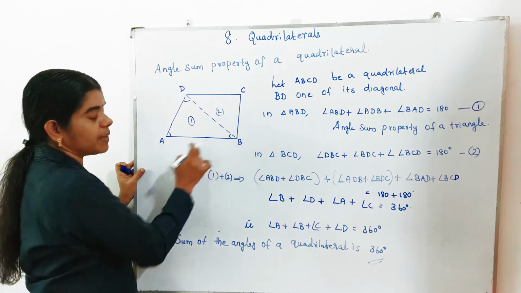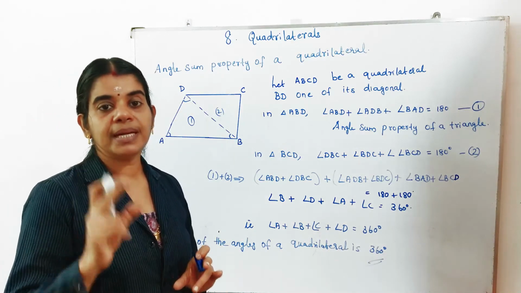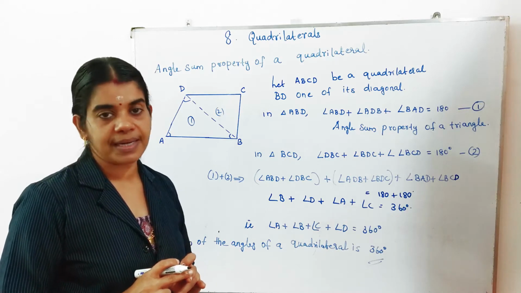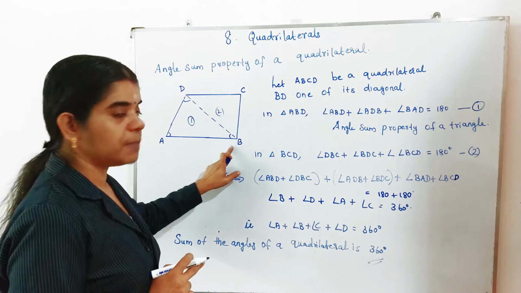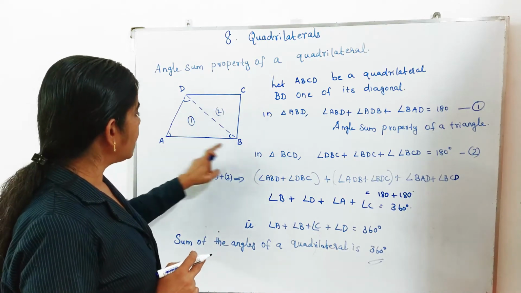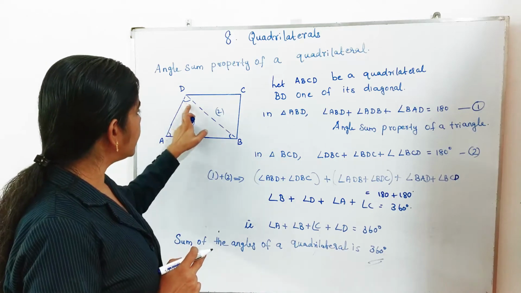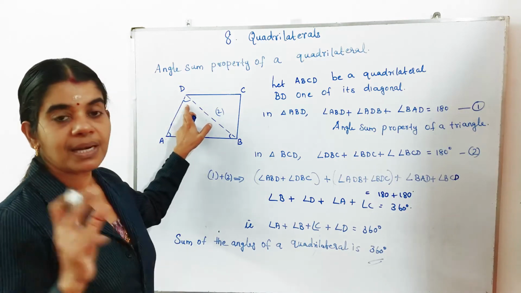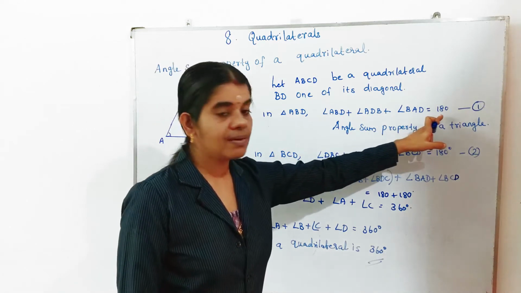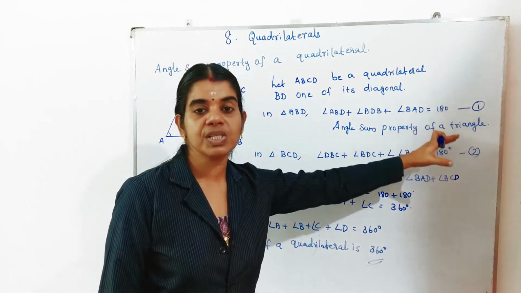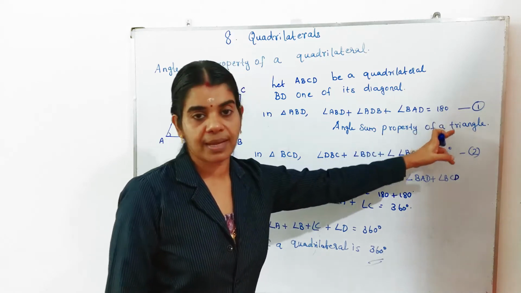Angle DAB. You know that while saying the name of an angle, the middle letter will be the angle name. So A means angle DAB. Then ABD means this B. Then ADB means the angle D. Middle letter will be the angle. So adding these you are getting 180 degrees. That we are calling equation number 1. The reason is the angle sum property of a triangle.